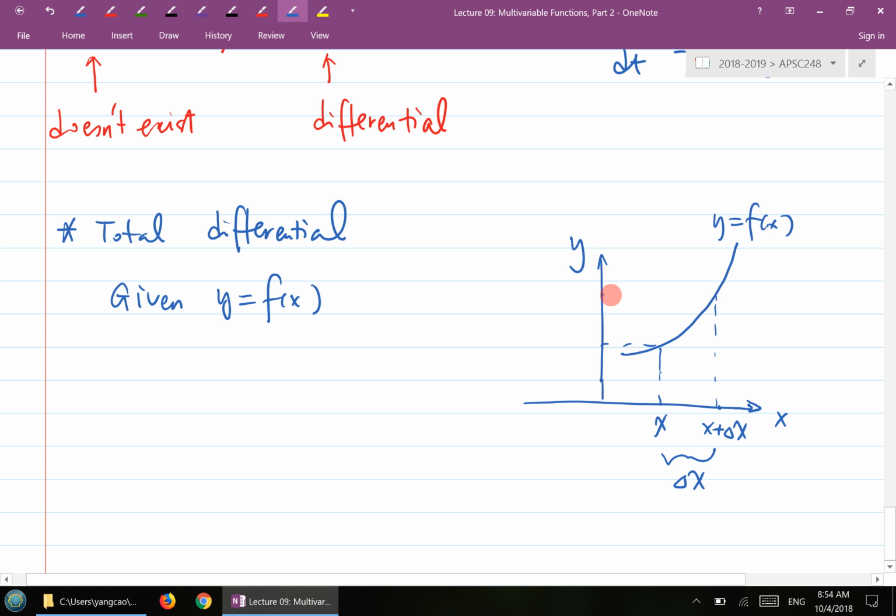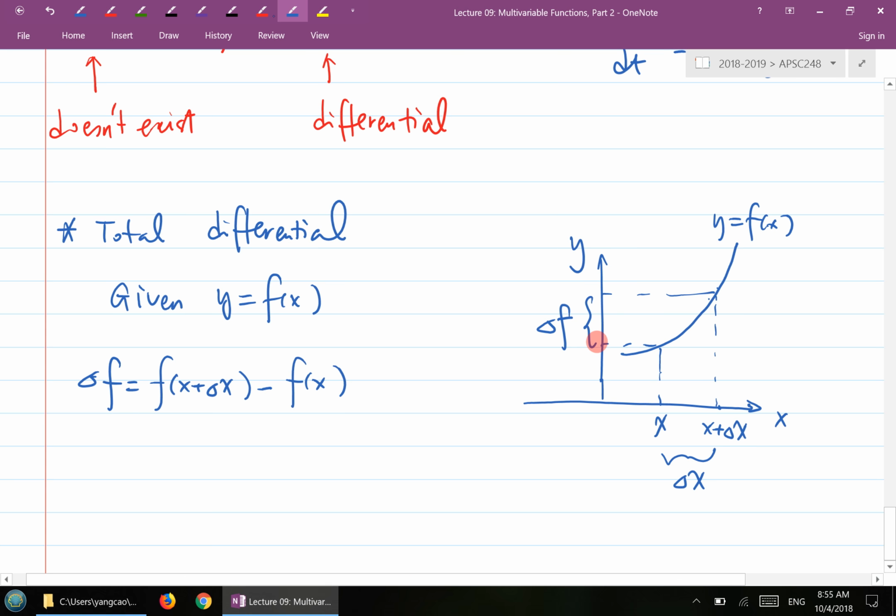You can basically find the actual function change if you compare the differences vertically. So that will be the actual function change, right? So delta f equals f of x plus delta x minus f of x. That's your change here. So what if I wanted to just approximate this delta f here?